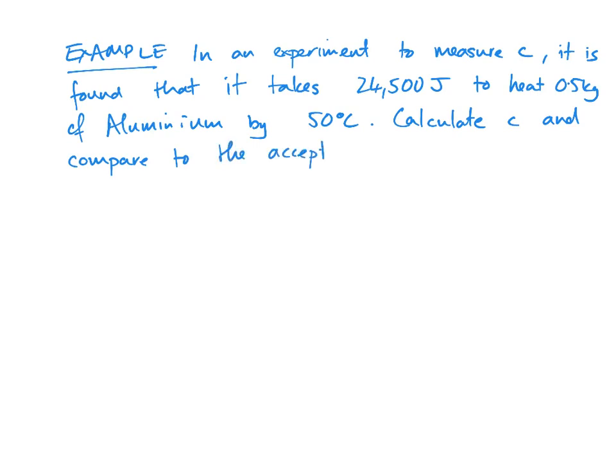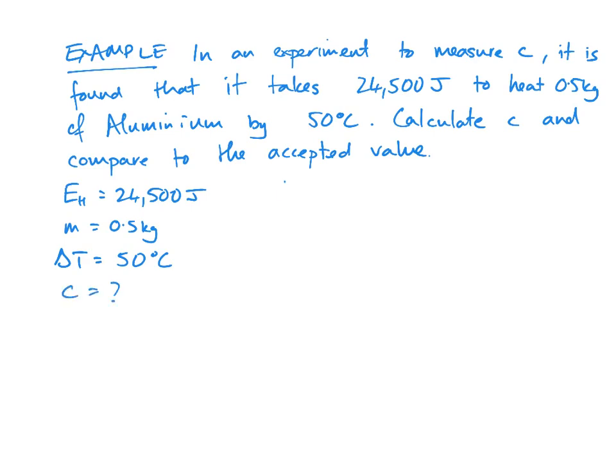And compare to the accepted value. Come back to that accepted value in a wee second. So what we're told in this question is EH and we've got the mass, 0.5 kilograms. We're not given a starting temperature and a final temperature, but we are just told that it went up by 50 degrees Celsius, so we can just go straight to delta T. We've been asked to calculate C.